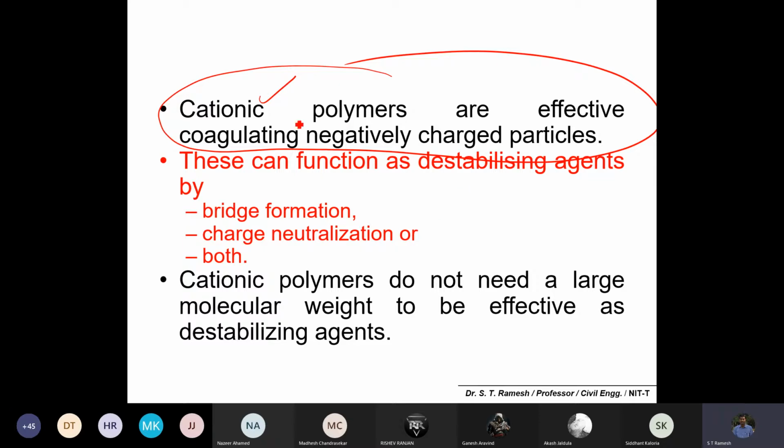Because of adding cationic polymers, you may get different mechanisms, either bridge formation or charge neutralization, or both. Please make a note of this. We will come back later to explain how polymers react in the water. Bridge formation and charge neutralization are very simple, because all the particles inside the water are negatively charged. If you add positively charged polymers as a chemical, there could be charge neutralization. The smaller particles will form bigger particles, gain weight, and can be removed or taken care of in the sedimentation process.